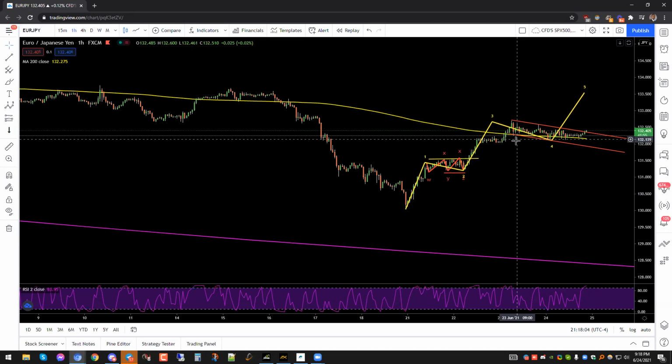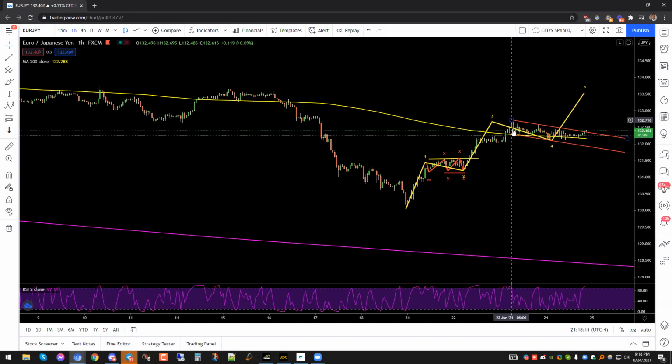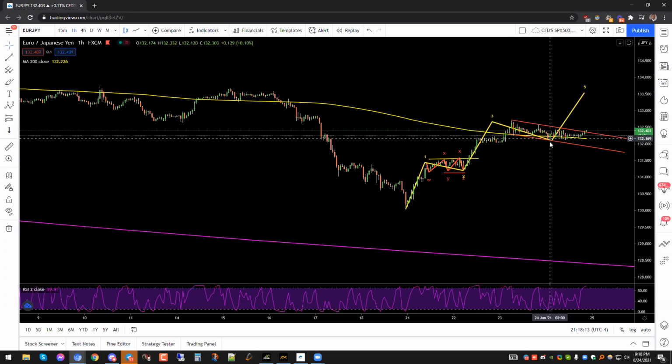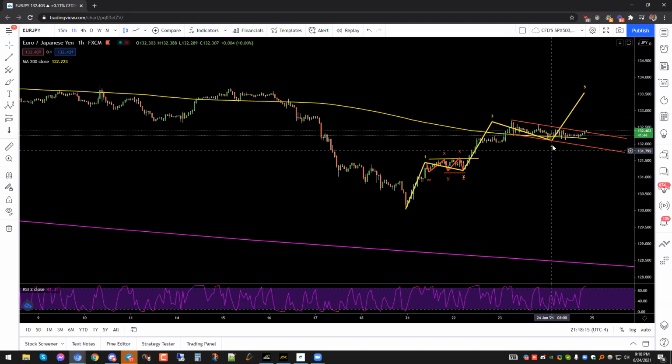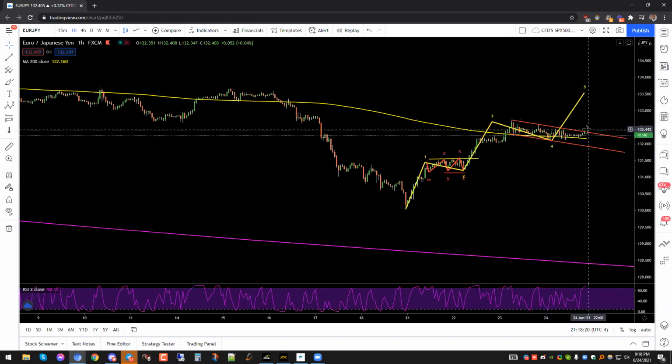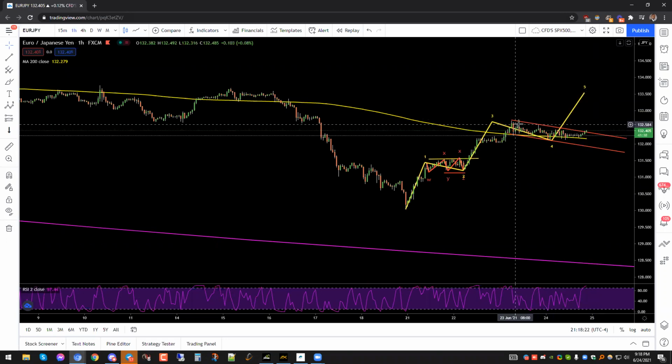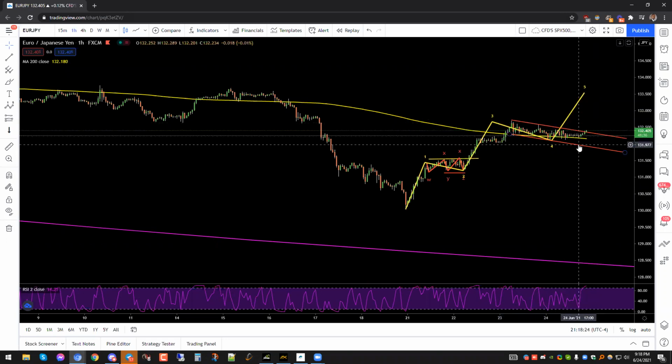We have, let's see, 1. Okay, so this looks like 1, 2, 3 here. So the correction most likely ended in this area, and we're getting this wave moving to the upside now. As you can see, we do already have a breakout of this channel to the downside.